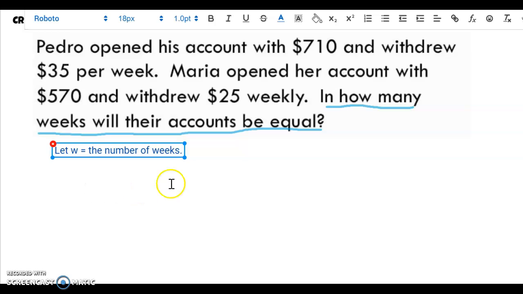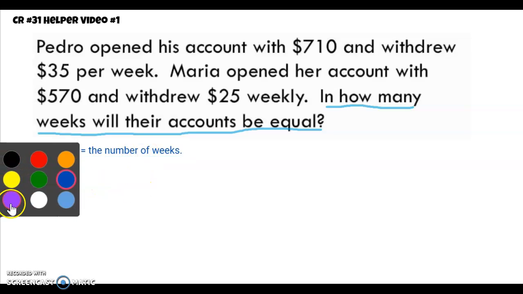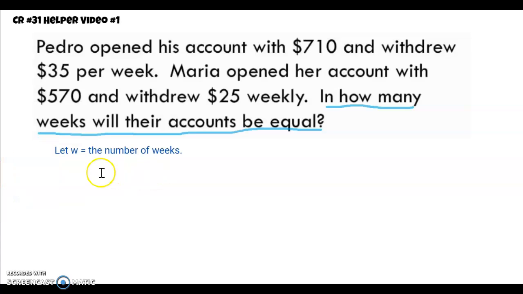All right. Now, what we can do next is find a unit rate. We want to know what the unit rate is, or what is the number that describes my variable W. Which of these numbers describe the number of weeks? Well, let's first talk about Pedro. I'm going to do Pedro in purple. So I'm going to put a P here for Pedro.